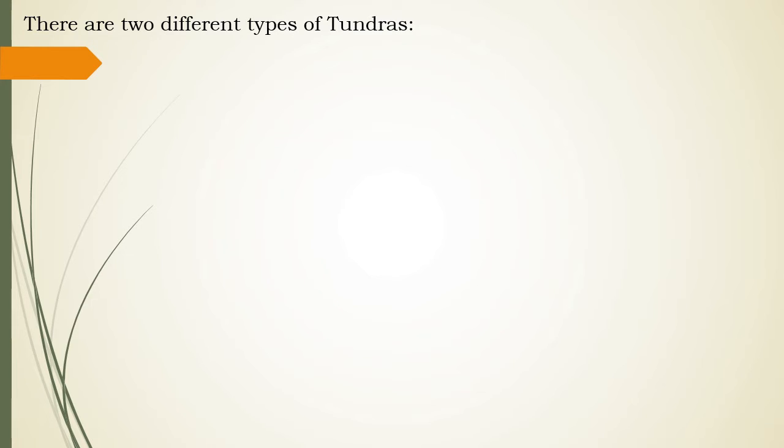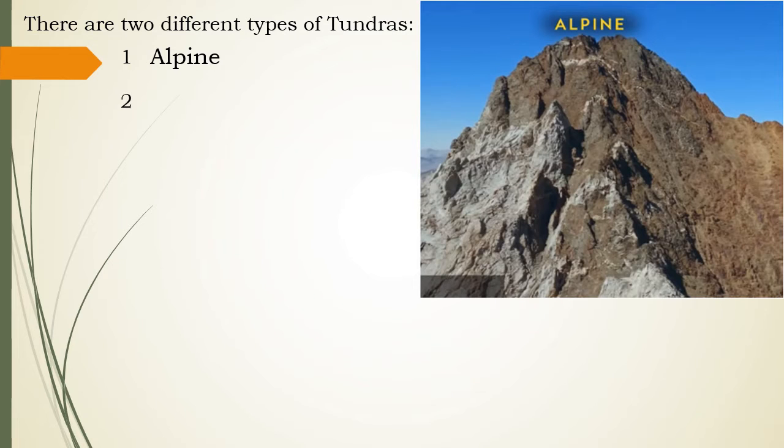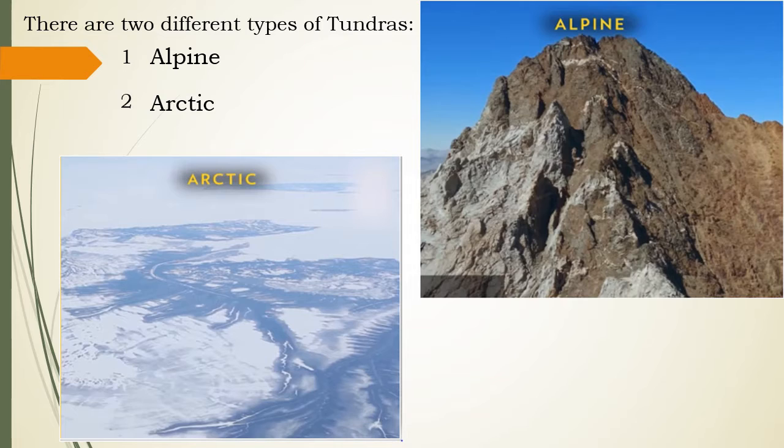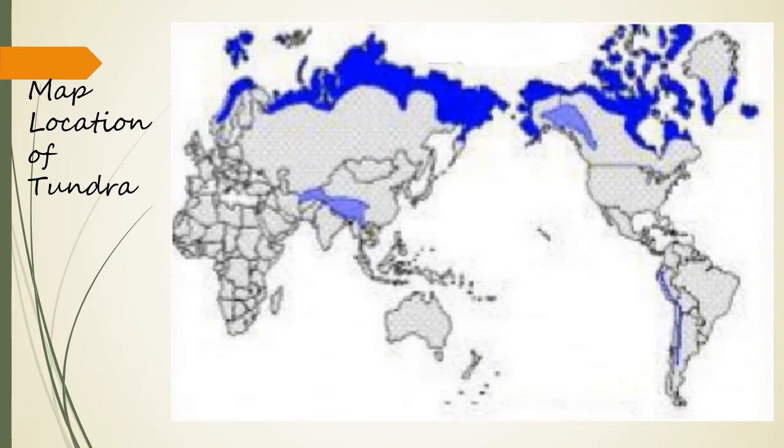There are two different types of tundras. Number 1, Alpine. Number 2, Arctic. Map location of tundra. As you know, there are two kinds of tundra, Arctic and Alpine tundra. First we discuss the Alpine tundra, then we will discuss Arctic tundra.